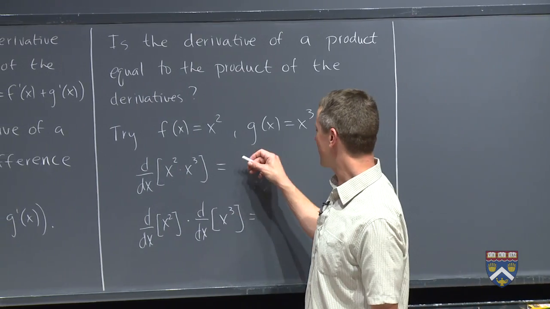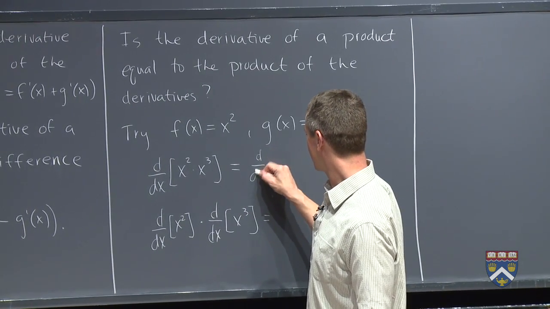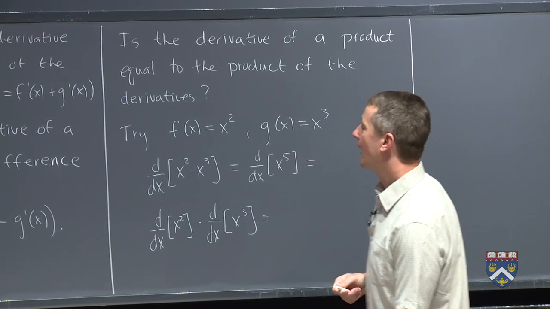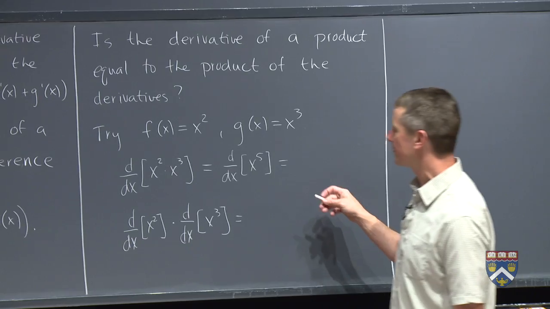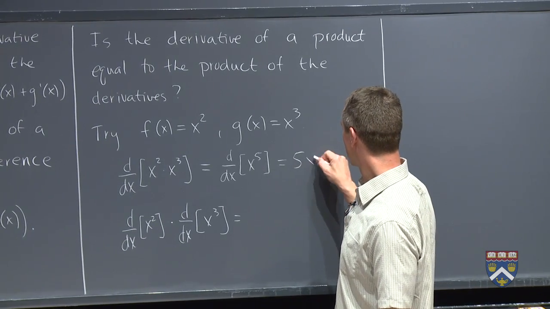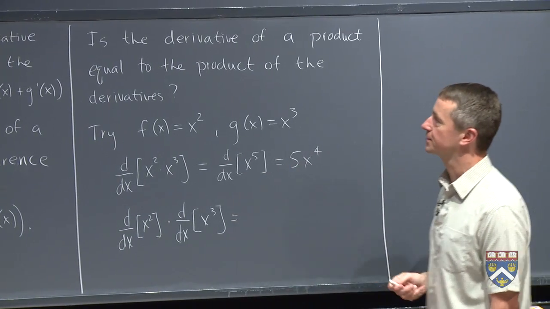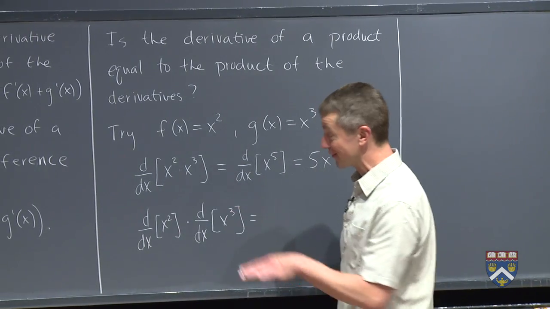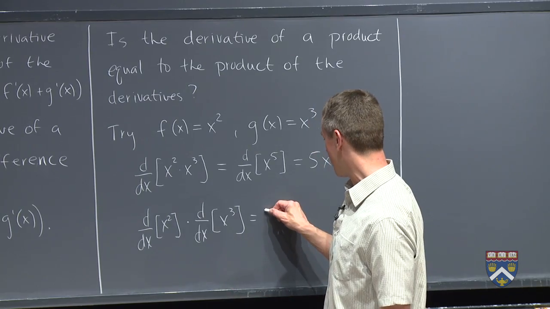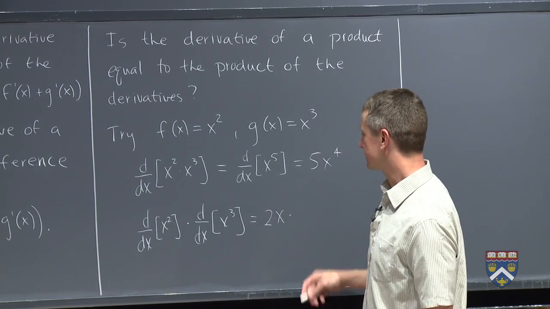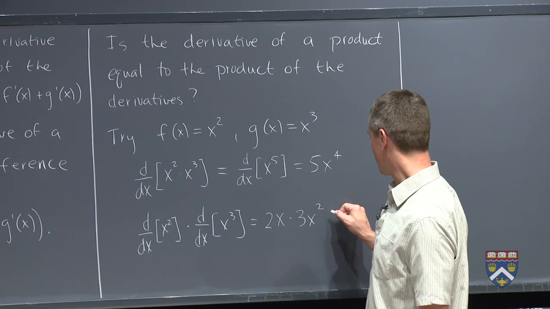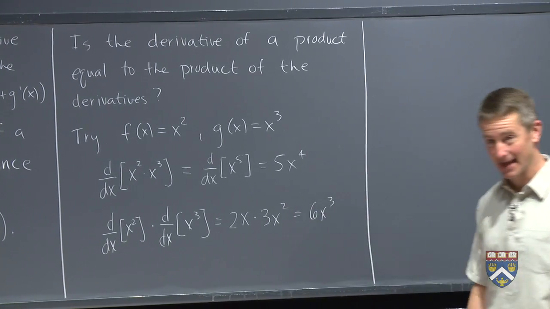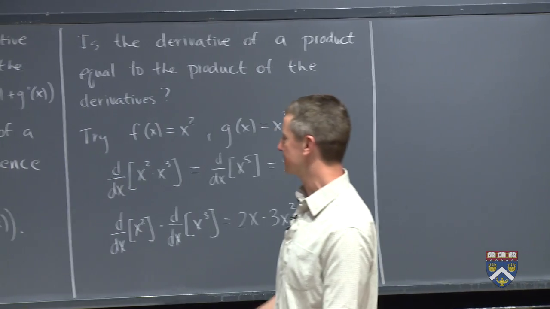X squared times x cubed by one of our exponent rules is x to the what? That's x to the fifth. And then by our power rule, the derivative of x to the fifth is 5x to the fourth. So for these particular functions, the derivative of the product is 5x to the fourth. Now let's compute the product of the derivatives. We know the derivative of x squared is 2x. We know the derivative of x cubed is 3x squared. And when we multiply those together, what do we get? 6x cubed. So it was not the same. So the answer to the question is no.